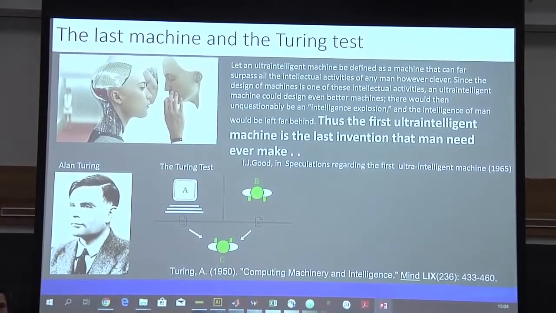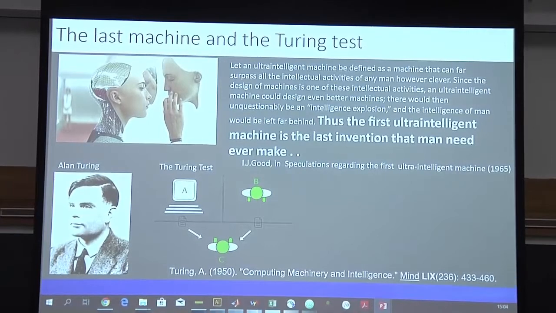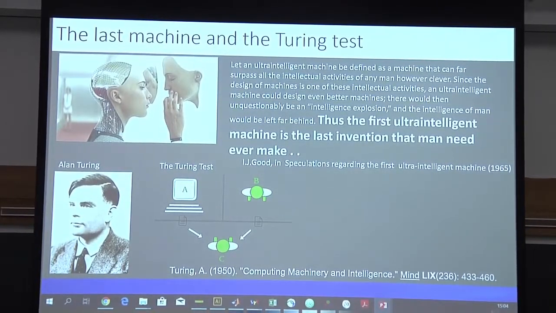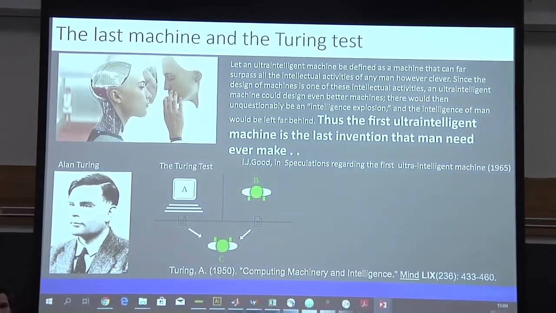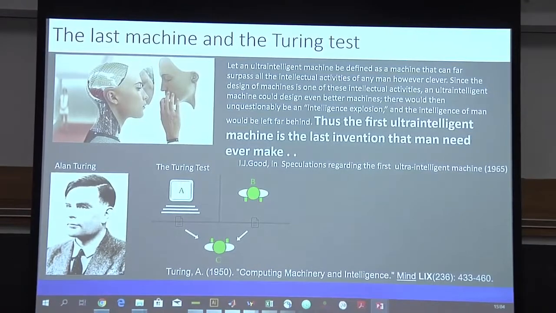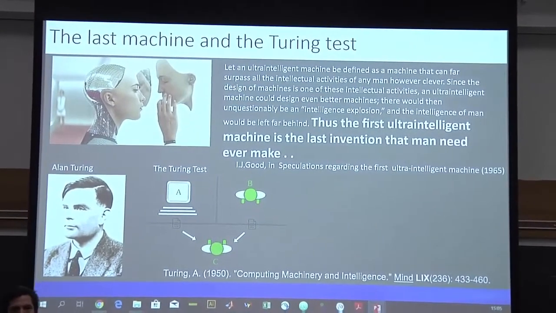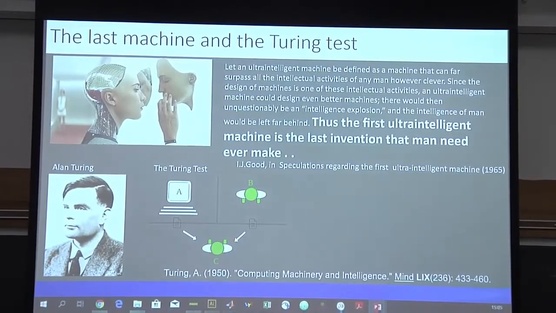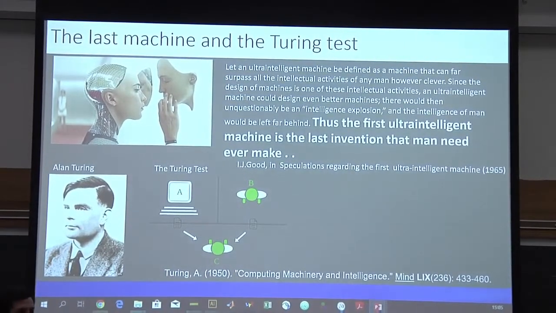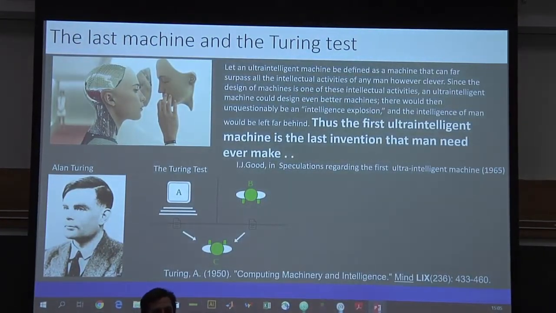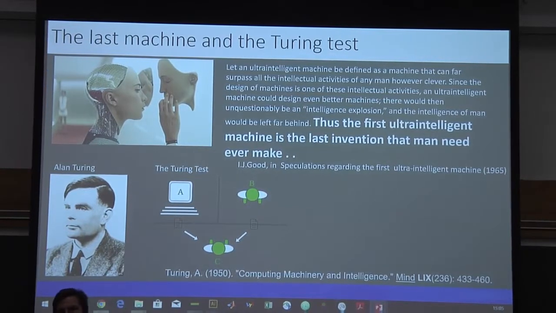And I want to start essentially at the end of the story. Many years ago, a professor of statistics by the name of I.J. Good made this rather provocative and interesting statement, saying that the first ultra-intelligent machine that we ever build is the last machine that we ever need to build. The idea being that once we surpass human intelligence, that machine will be able to solve other problems, design other machines, and build all sorts of other machines.